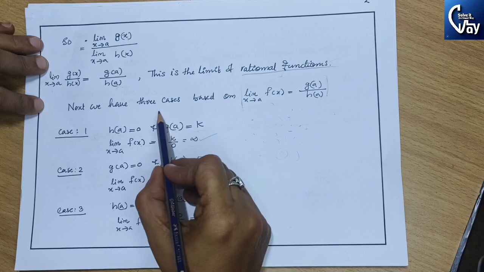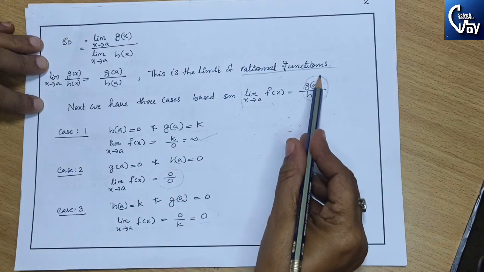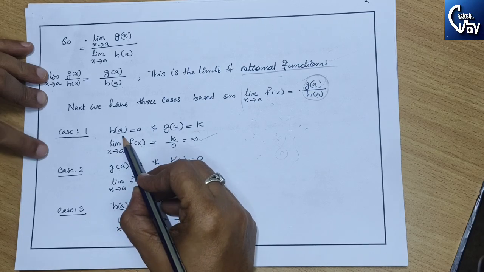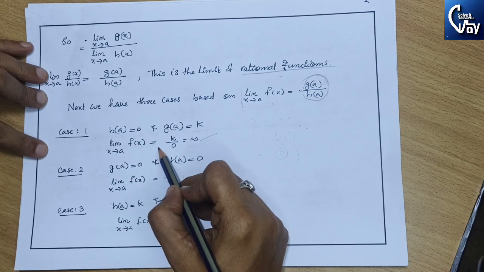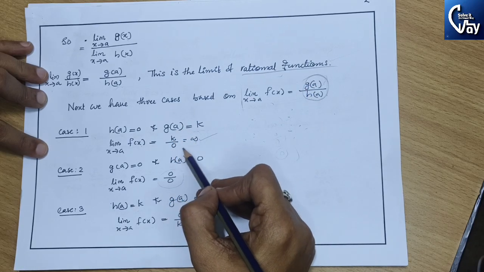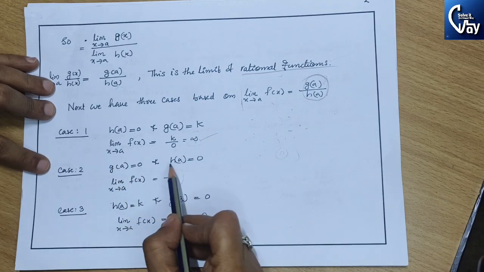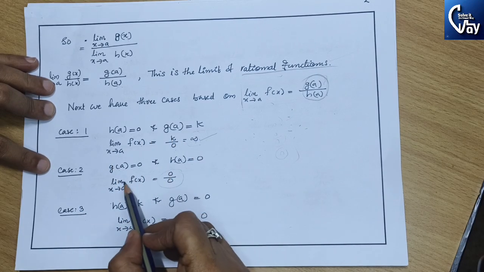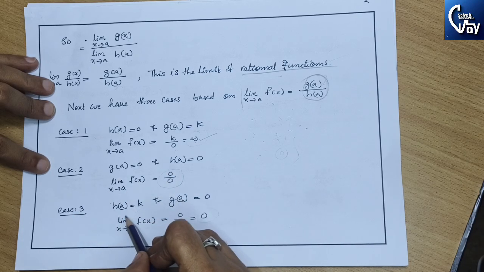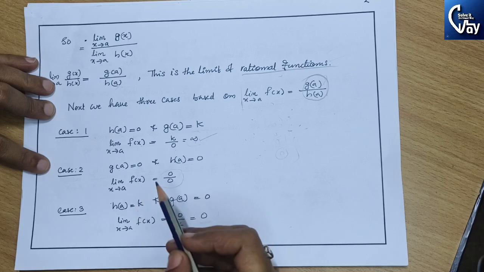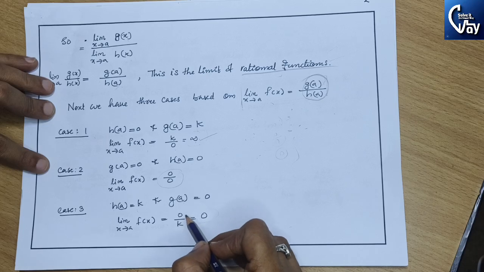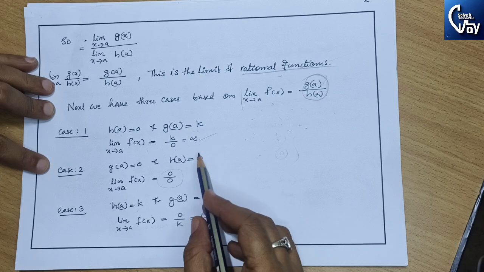Then we have three cases based on the values of g of a and h of a. Case 1, g of a equal to k and h of a equal to 0. Then limit x tends to a f of x becomes k by 0, equal to infinity. Anything by 0 becomes infinity. Case 2, both g of a and h of a are 0. Then the limit equals 0 by 0. Case 3, g of a equal to 0 and h of a equal to k. Then the limit equals 0 by k. 0 by anything is 0. These are the three cases.